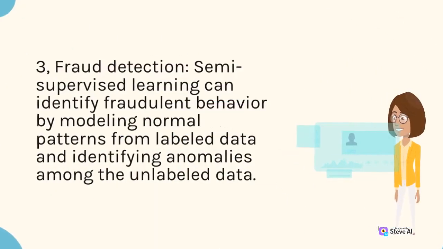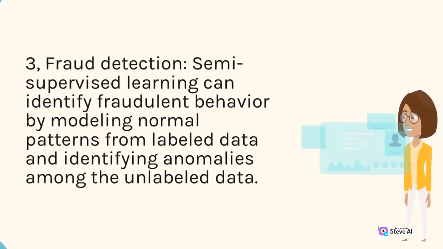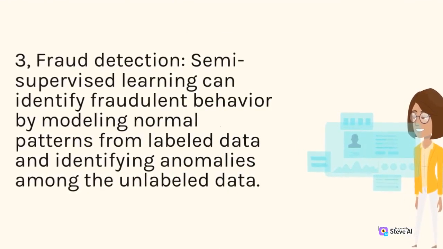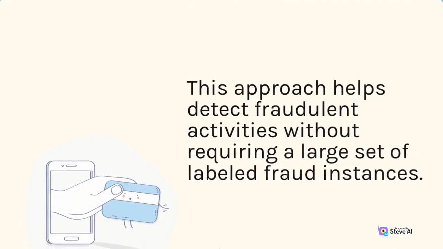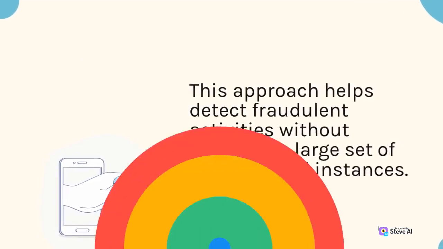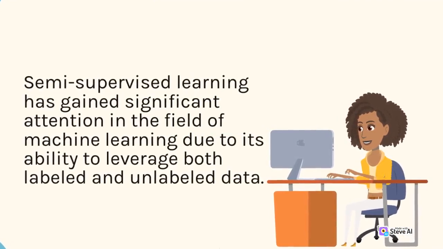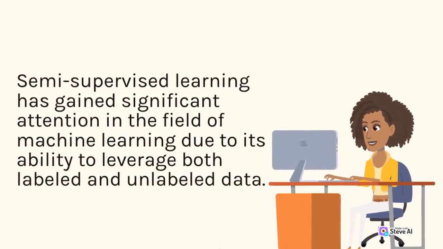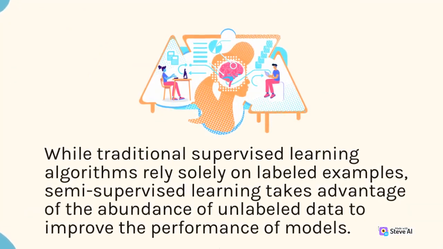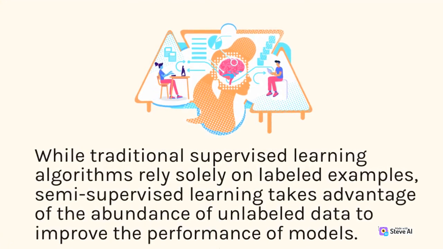3. Fraud detection. Semi-supervised learning can identify fraudulent behavior by modeling normal patterns from labeled data and identifying anomalies among the unlabeled data. This approach helps detect fraudulent activities without requiring a large set of labeled fraud instances. Semi-supervised learning has gained significant attention in the field of machine learning due to its ability to leverage both labeled and unlabeled data. While traditional supervised learning algorithms rely solely on labeled examples, semi-supervised learning takes advantage of the abundance of unlabeled data to improve the performance of models.